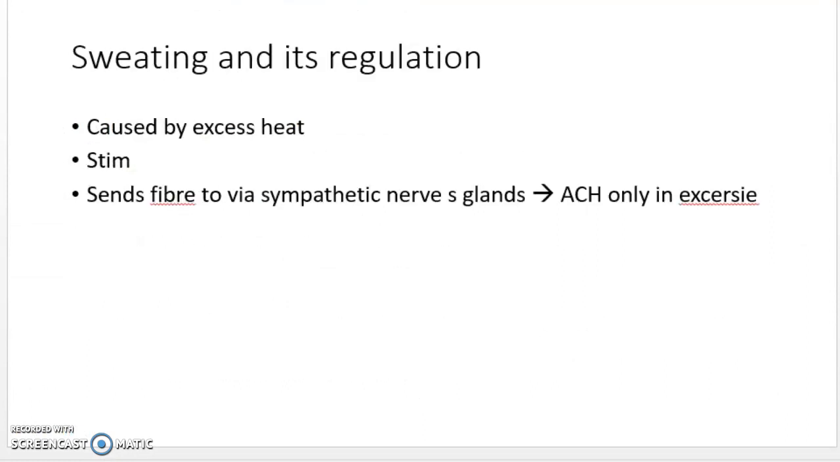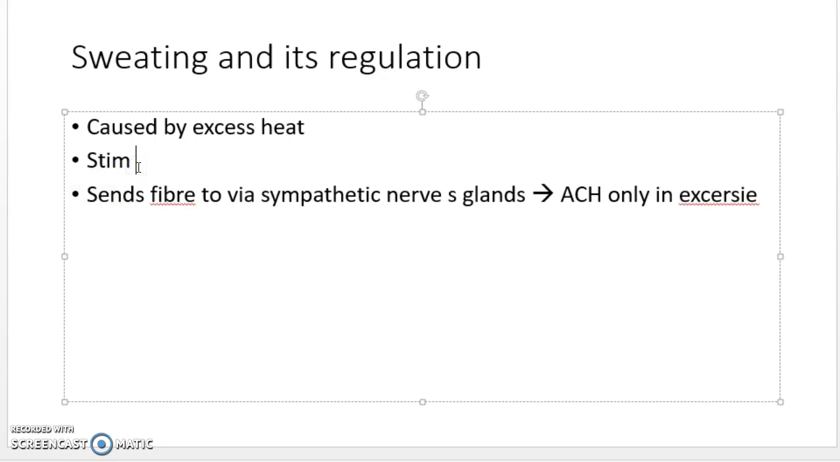Now I want to talk about sweating and its regulation. Sweating can, of course, be regulated by nerves, which are sympathetic nerves. It can be stimulated when you're in a high temperature, stimulated by the anterior hypothalamus, the pre-optic area, caused by excess heat, which sends signals via sympathetic nerve fibers to the sweat glands. And this can secrete acetylcholine, and this is going to happen during exercise.